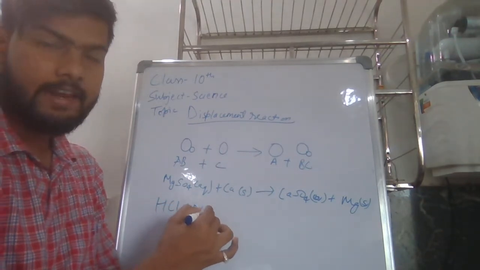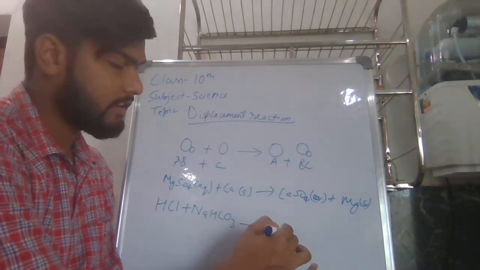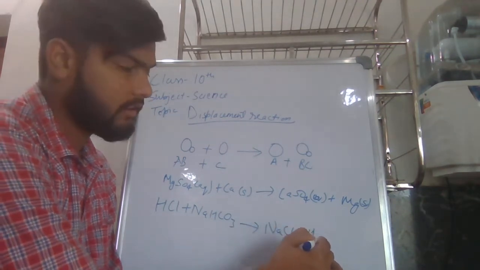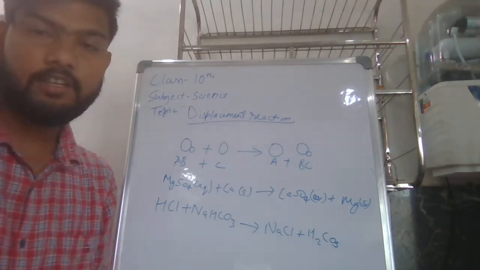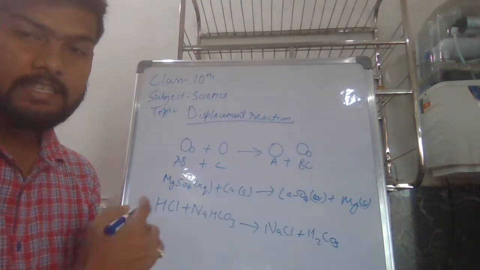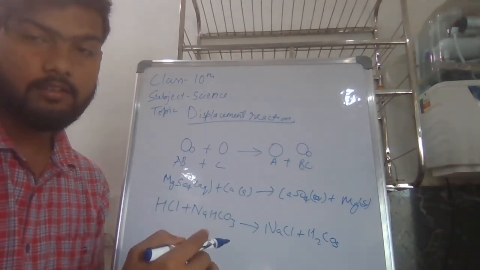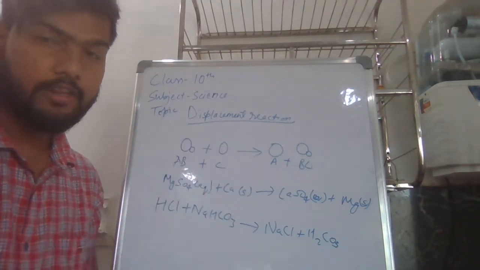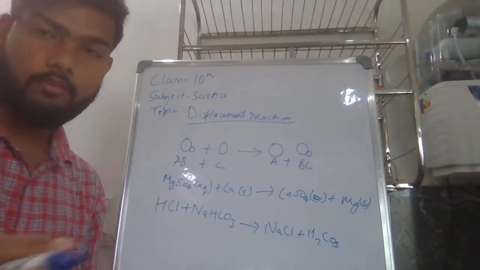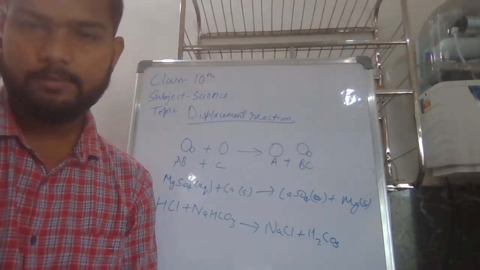The equation will be HCl plus NaHCO3 gives NaCl plus H2CO3. In this equation, the H in the HCl displaces the Na in NaHCO3 to produce H2CO3. I hope everyone is clear till now. Let's move further.